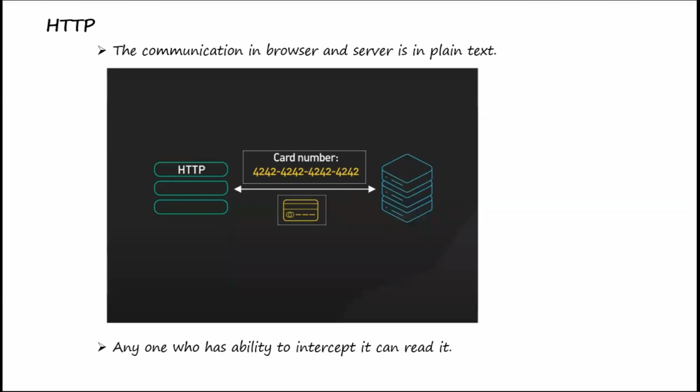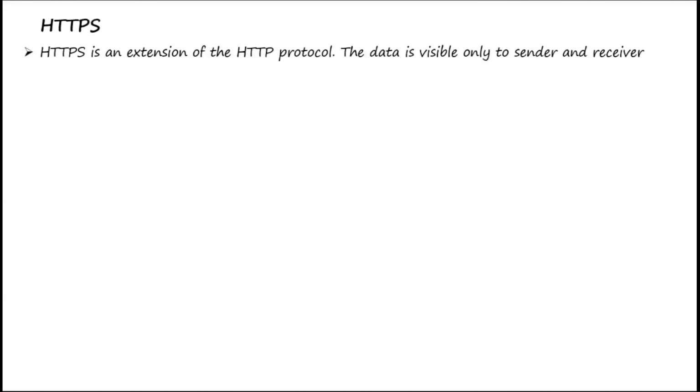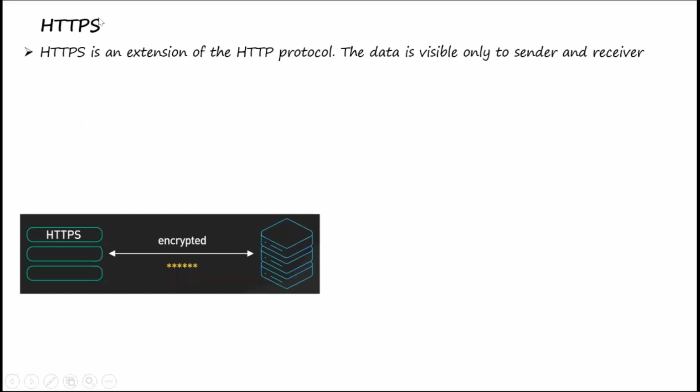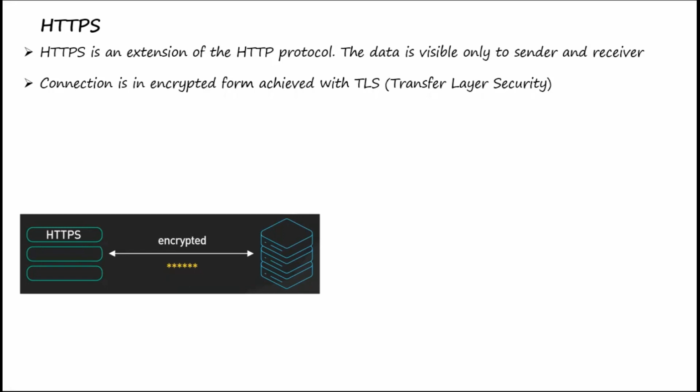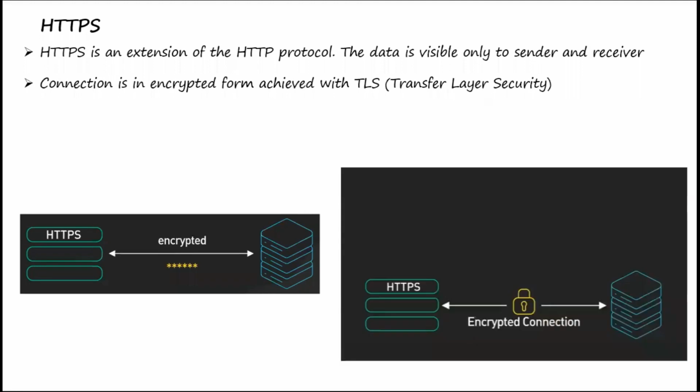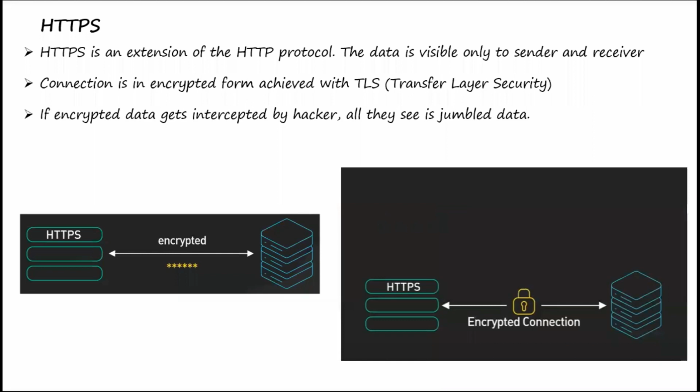But if a website is using HTTPS, then that particular connection is encrypted, and that is done through another technology, TLS, transport layer security. What it does is it encrypts the connection. It makes the connection more secure. Now, if a hacker comes into the scene and tries to intercept this connection, the hacker would see only the jumbled data.